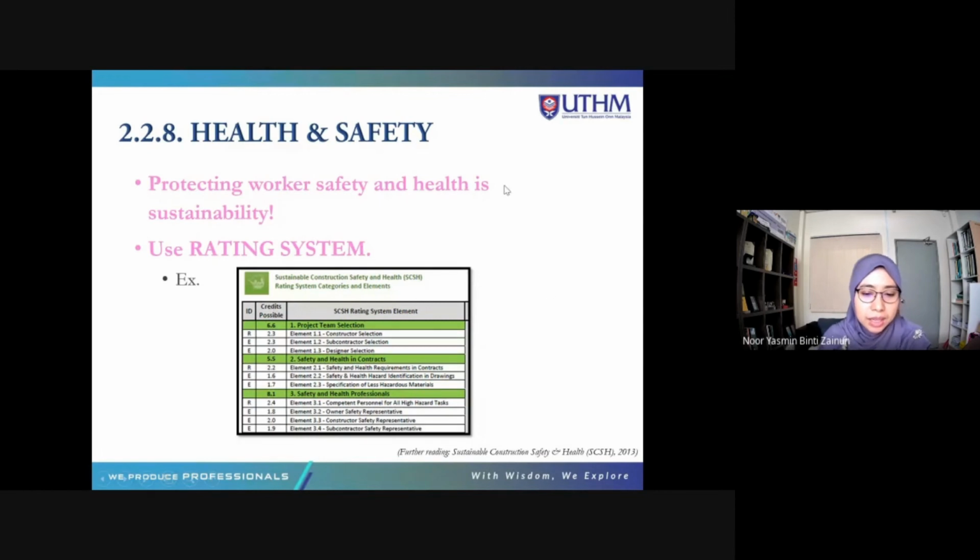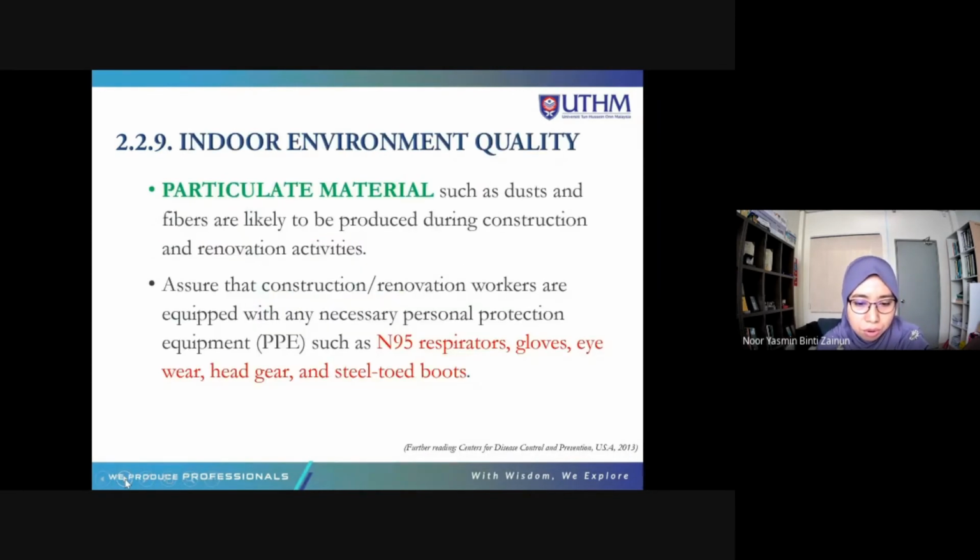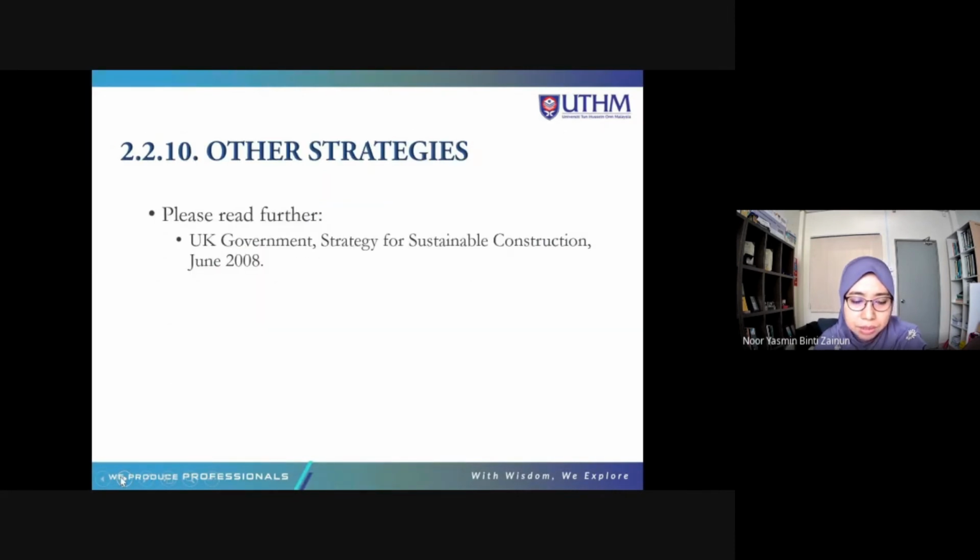Okay. Health and safety. Protecting worker safety and health is sustainable. So we have this rating system for health and safety. And indoor environment quality. Particulate materials such as dust and fibers are likely to be produced during construction and renovation activities. So we have to assure that construction and renovation workers are equipped with any necessary personal protective equipment such as PPE, gloves, eyewear. Okay. So other strategies you can read further in the UK government strategy for sustainable construction. Boleh baca kat sini.